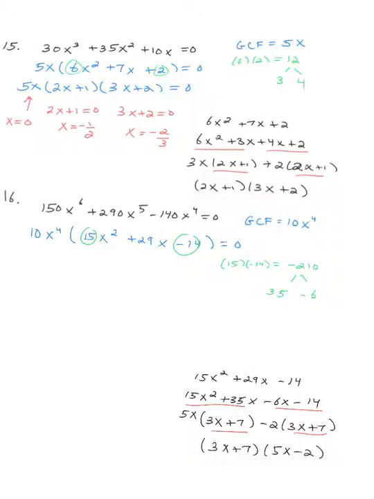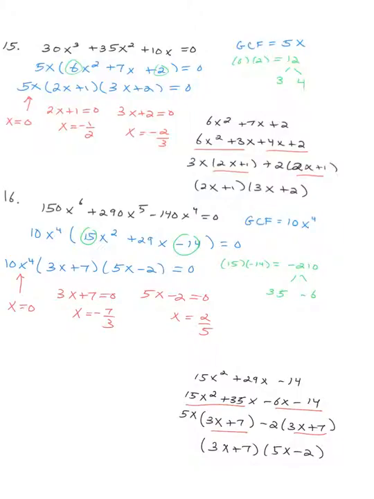I'm now going to plug that into the original equation where we had 10x to the fourth, 3x plus 7, 5x minus 2. These factors are equal to 0. This entire thing has just one 0: x is equal to 0. 3x plus 7 is equal to 0 at negative 7/3. And 5x minus 2 is equal to 0 at x is equal to 2/5. Those are the three solutions, and that is it for this homework.